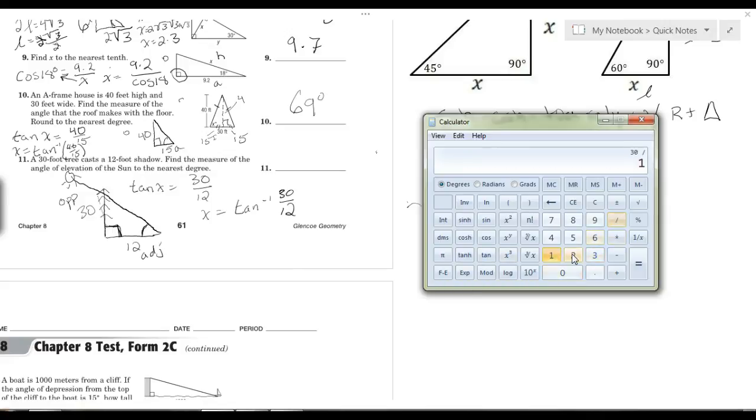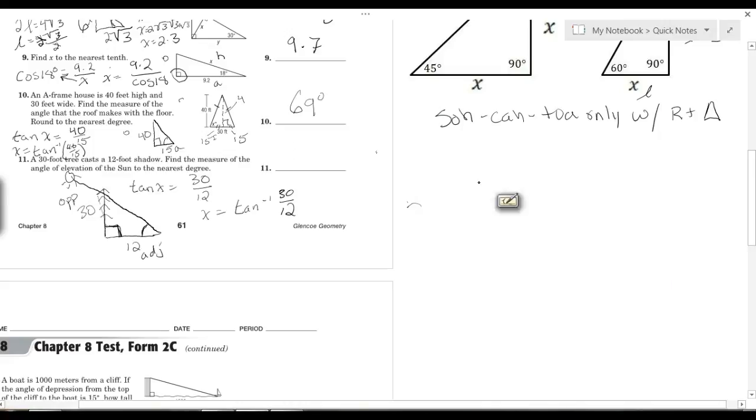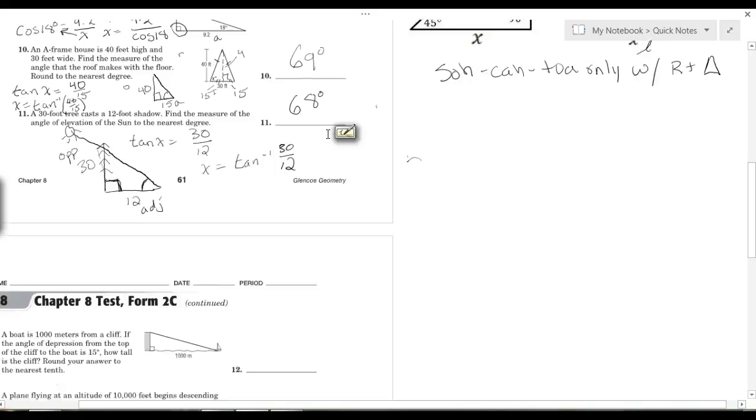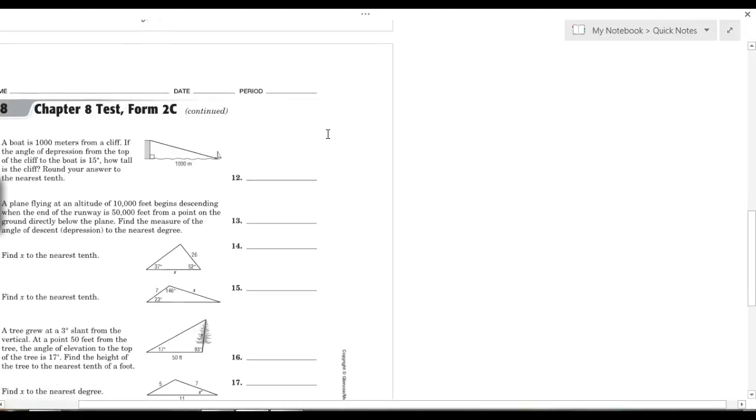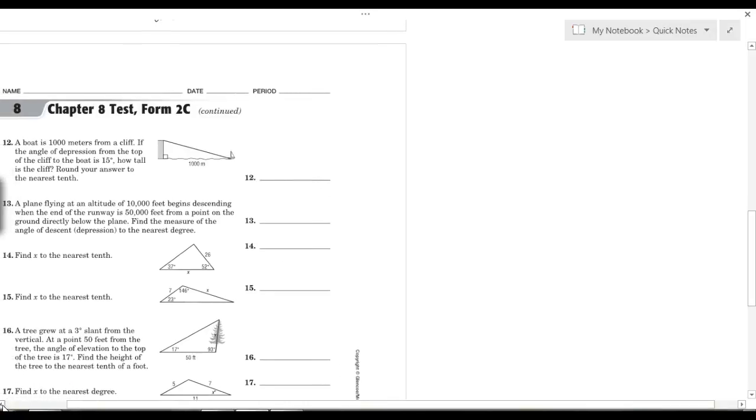30 divided by 12, and then I take the inverse tangent, and I get 68.19. Again, it wants me to round to the nearest degree, so when I round that to the nearest degree, I get 68. So that's 68 degrees. Let's go ahead and scroll down for the next question. Just going to move this over a tiny bit. There we go.